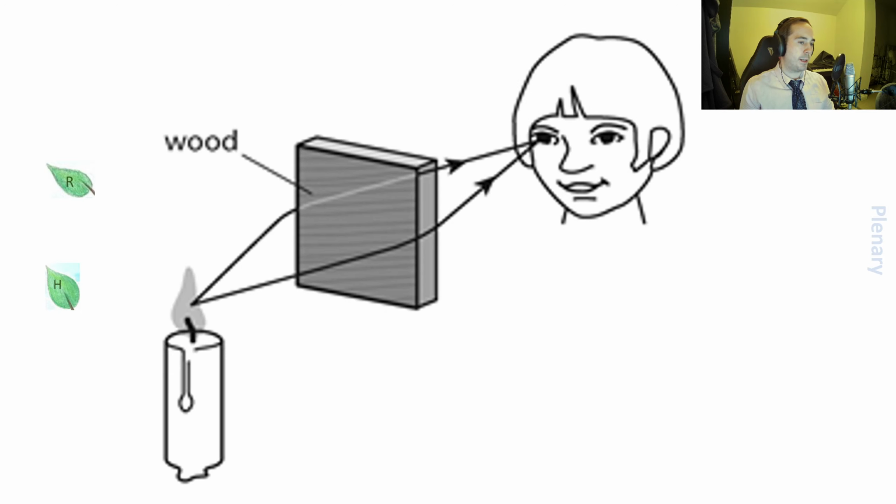What's wrong with this picture? So again, just pause it, have a think. If you're ready to go, unpause. Well, light travels in straight lines, but it can't bend around the wood. If you had a block of wood between you and a candle, you wouldn't be able to see it, right? The light ray should just go straight into the wood and be absorbed by the wood there. You would not, the light would not bend around, okay?